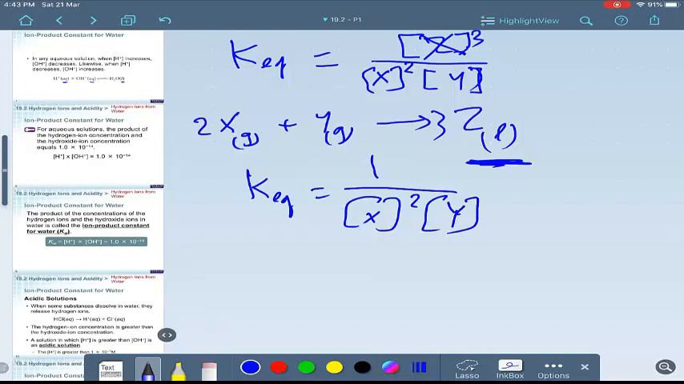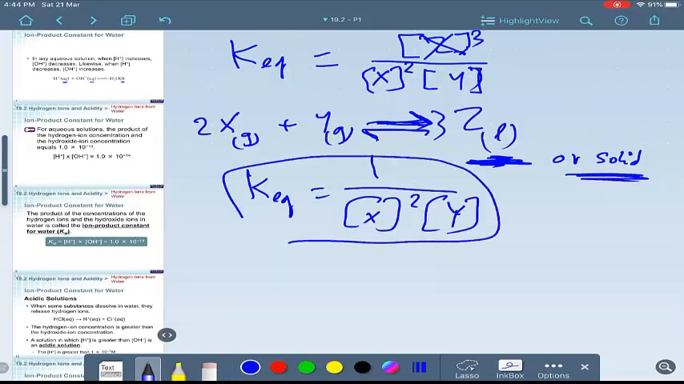Why can we not put the concentration of something liquid or even solid in the reversible reaction? Because the concentration of any liquid or solid is constant during the reversible reaction. There is no change in the concentration of any liquid or even solid. So we cannot write any concentration, because it doesn't affect the equilibrium at all. For this reason we are doing it like this.